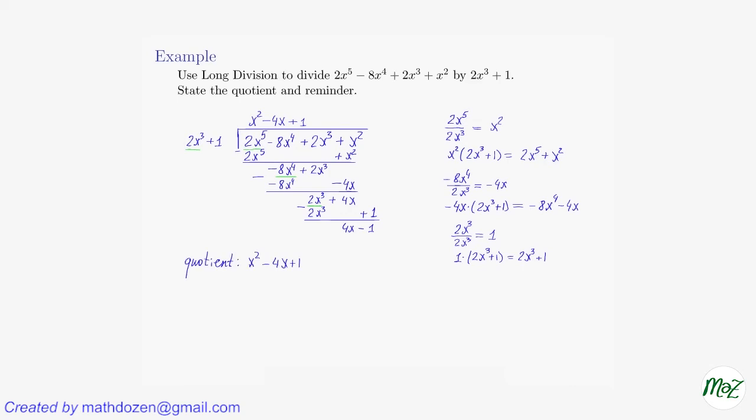So the quotient is x squared minus 4x plus 1. The remainder is 4x minus 1. And the original polynomial, 2x to the fifth minus 8x to the fourth plus 2x cubed plus x squared, could be written as 2x cubed plus 1 multiplied by x squared minus 4x plus 1, all of that added to 4x minus 1. So the last term is the remainder, and the second term there is the quotient.